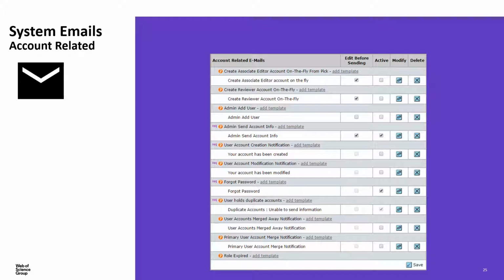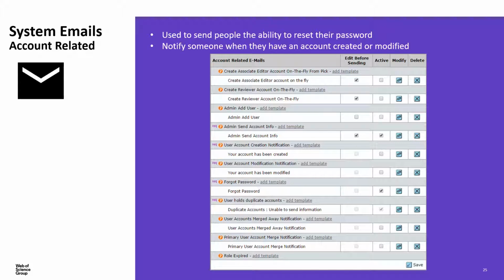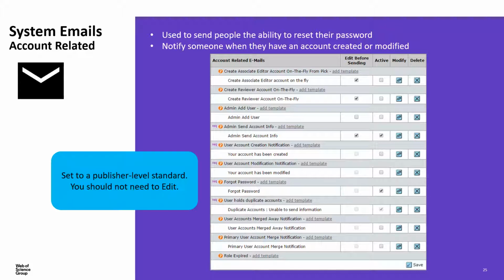System emails, account-related emails, are used to send people the ability to reset their password. They are also used to notify someone when they have had their account created or modified. These emails are set to a publisher level standard and you should not need to edit.